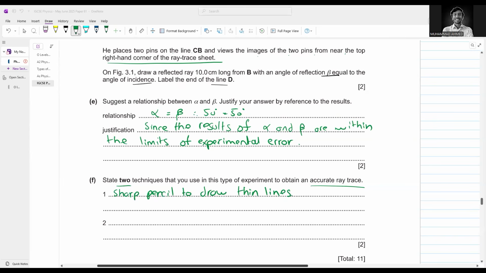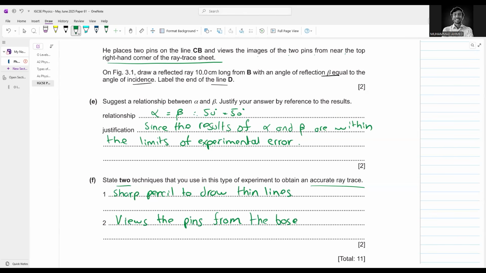What is another precaution that we can take here? You can say view the pins from the base for better alignment. बेटा हमेशा पिन्स को बेस से देखोगे तो you will get a better alignment. सिंपल एज दैट. Let's move on to question 4.